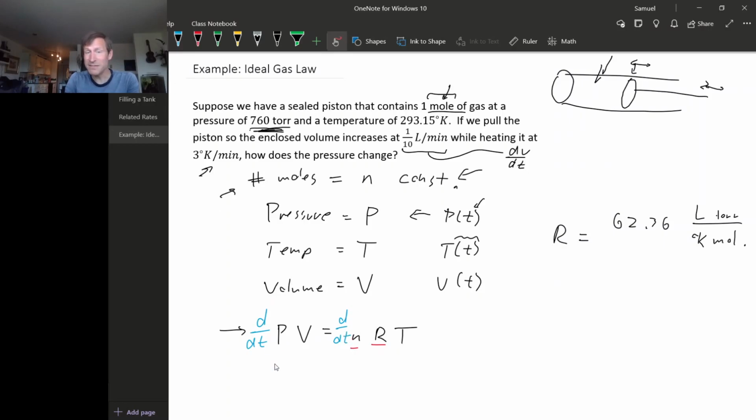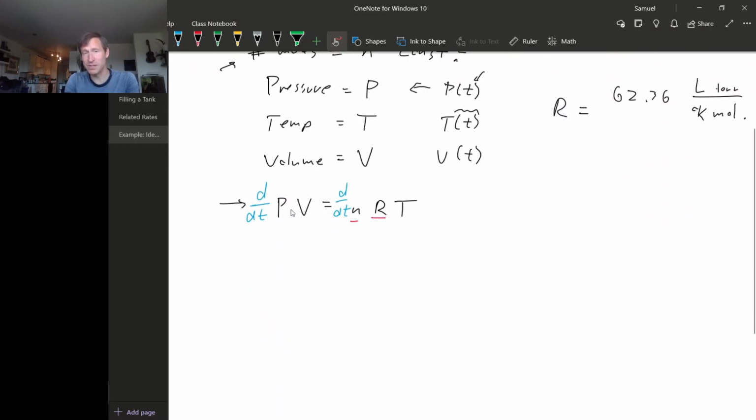All right, on the left-hand side, we have to do the product rule because P times V is a product of two functions of T, little t, time. So the product rule says we get the derivative of P with respect to T times volume plus pressure times the derivative of volume with respect to time.